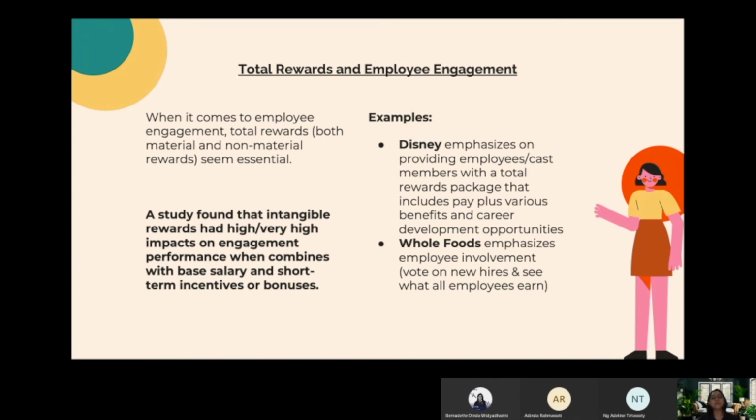For example, a company such as Disney emphasized providing employees, or their cast members, with a total rewards package that includes pay plus various benefits and career development opportunities. The other example is Whole Foods, which emphasizes employee involvement, where they can vote on new hires and the employees can see what all employees earn.